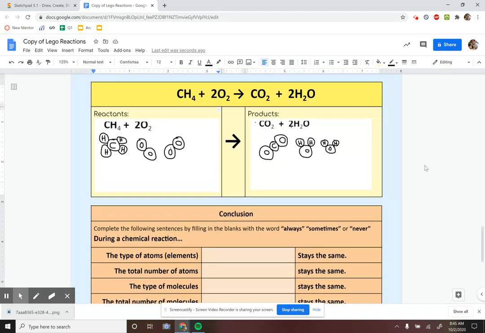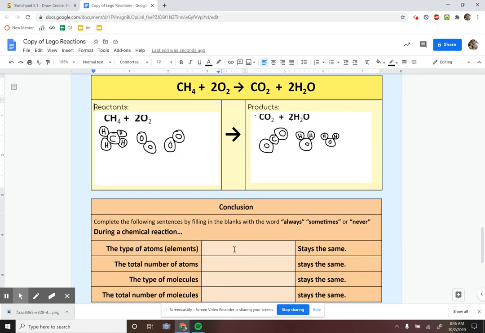All right, so for the conclusion, we're going to fill these in with either always, sometimes, or never. And for this, you'll want to look at more than one example to compare whether it's always, sometimes, or never. But I'm going to walk through it just with this example.